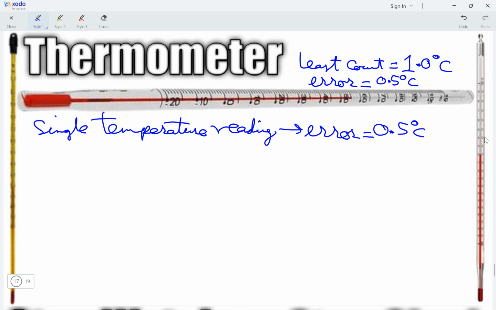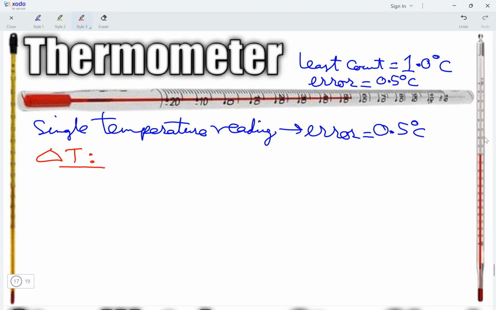This is true for measuring the temperature of a liquid or even measuring the room temperature because lab thermometers always measure the room temperature. If we just look at the temperature that is there on the thermometer, that temperature would be the room temperature. So the error in that reading would be 0.5. However, if we are performing an experiment and we need to measure delta T, now, what is delta T? Delta T is the difference between the initial and final readings.